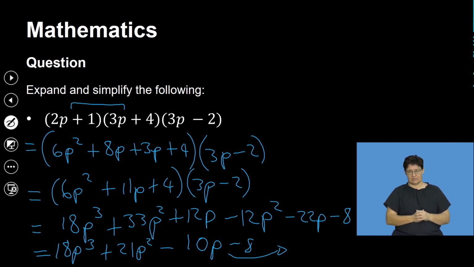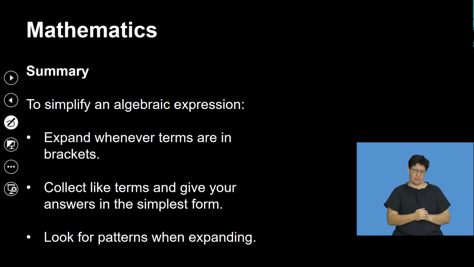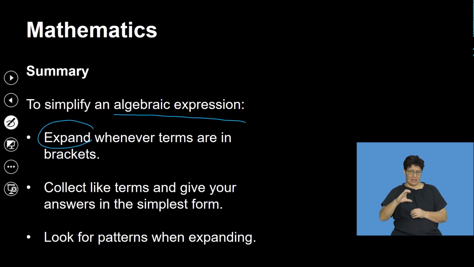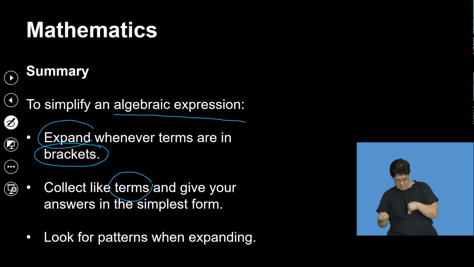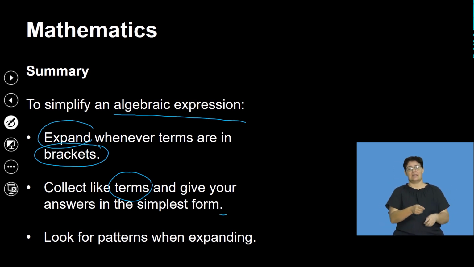And there is really nothing you can do here. Please don't add or subtract things that are not like terms, because then you're going to get it wrong. Lastly, everything that we've looked at so far, if you are simplifying an algebraic expression, always make sure that you expand whenever terms are in brackets. So expansion always goes with having brackets, and then always collect like terms as you've been seeing me do, and give your answers in the simplest form.